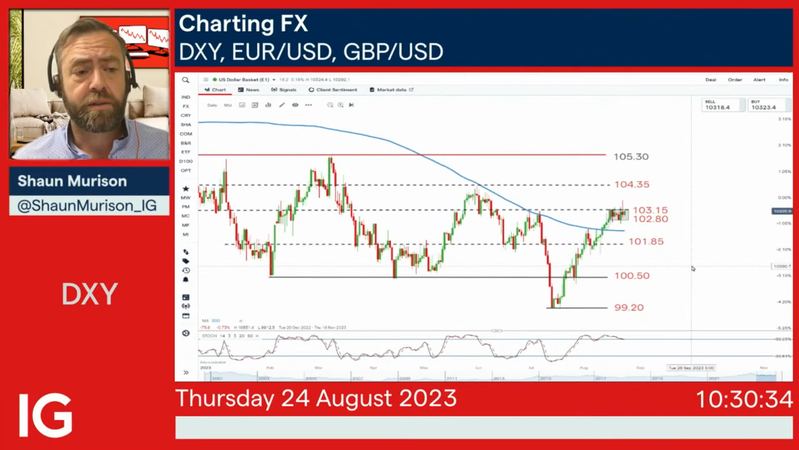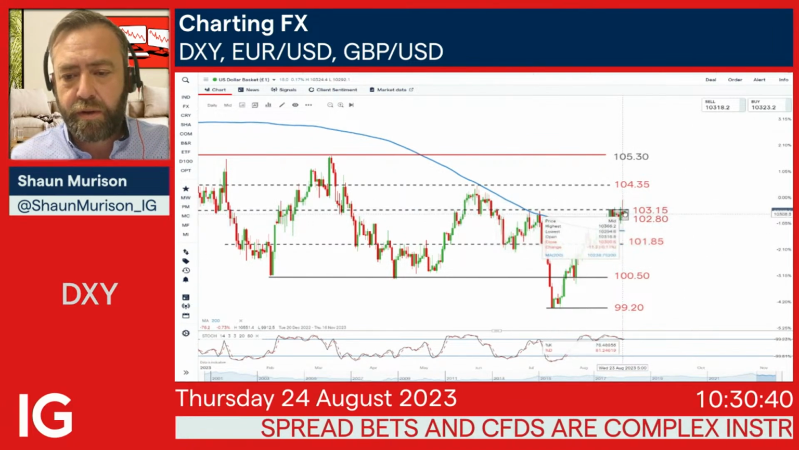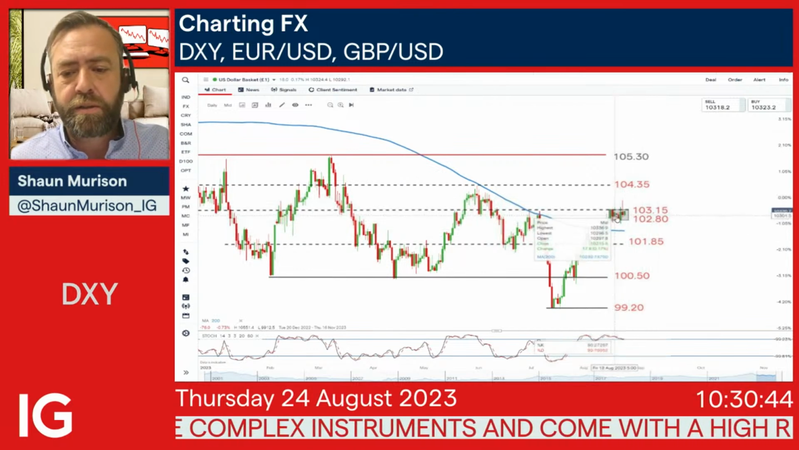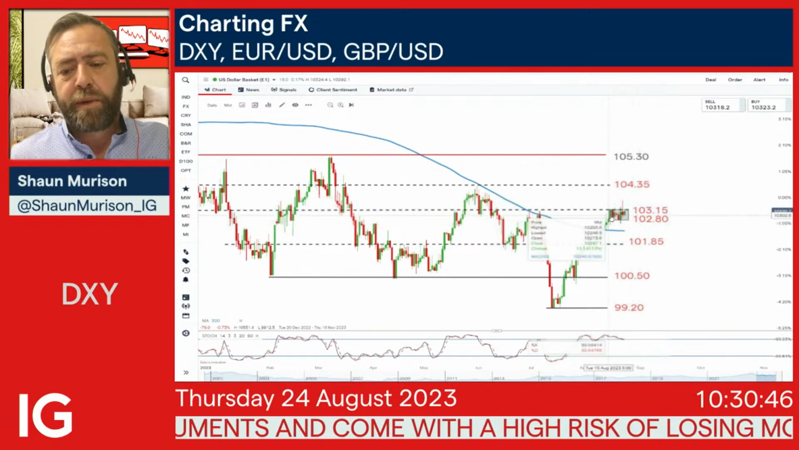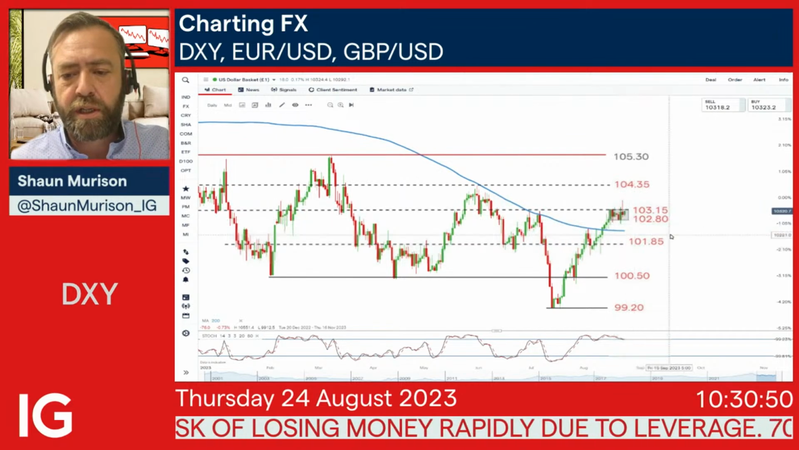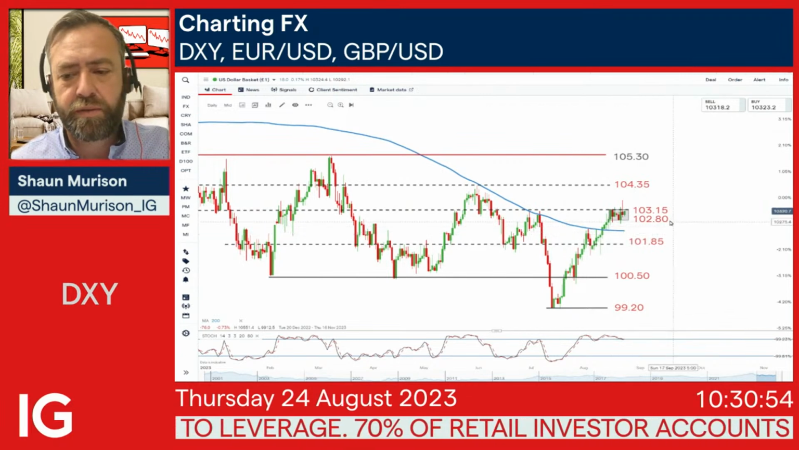Looking at some charts, starting off with the US dollar, because it does all start with the dollar. We can see that we had a tentative break here. We have this sort of long wick candle above that 103.15 level. The price has continued to consolidate, so a bit of a battle between bulls and bears going on with that dollar. We're sitting in that short-term range between 102.80 and 103.15.